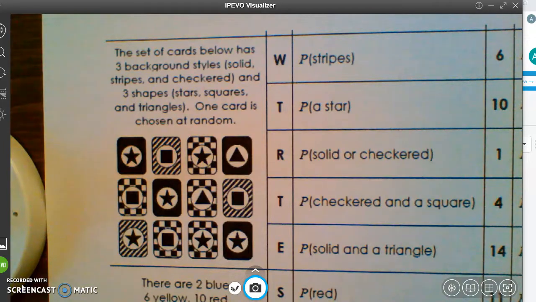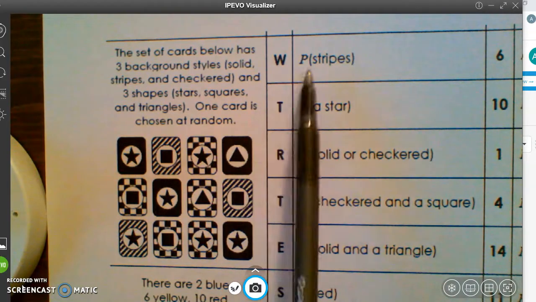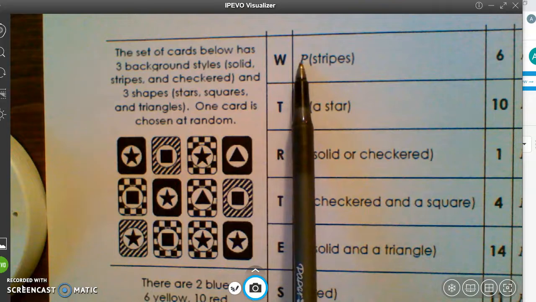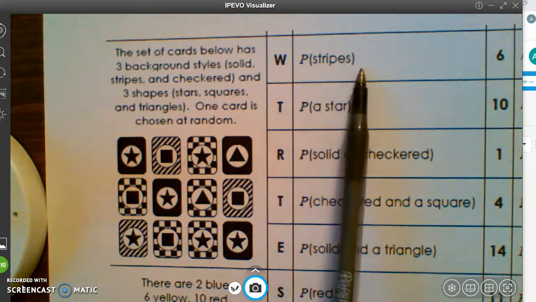So this first set of examples that we're going to do has to deal with these cards right here. And the question says that the set of cards below has 3 background styles: solid, stripes, and checkers, and 3 shapes: stars, squares, or triangles. One card is chosen at random. Okay, so the first one says, well, we want the probability, that's what that means, of getting stripes.